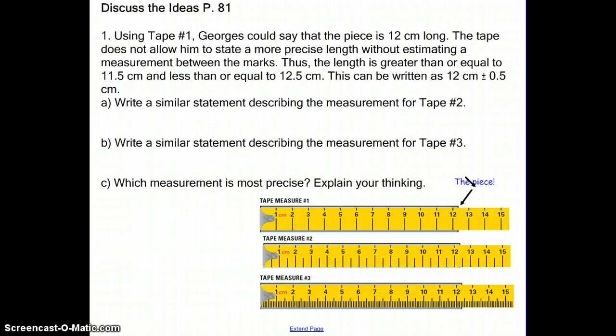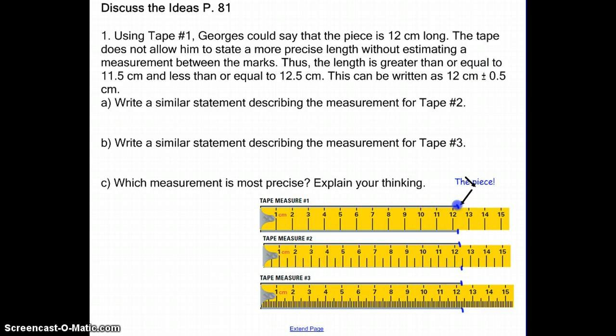So then let's look to discuss the ideas, page 81. Here, George has 3 different tape measures. Each one has different accuracy because each one has a different smallest unit on them. So the bottom one here, tape measure 3, is millimeters. The next one has half centimeters, and tape measure 1 has full centimeters. And he has this piece. It was kind of hard to tell, but the piece is actually this little thing behind each of the tape measures.